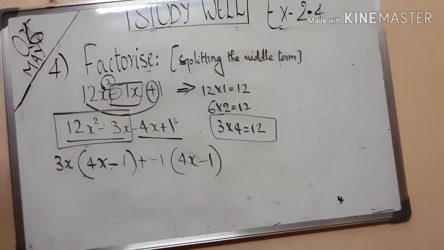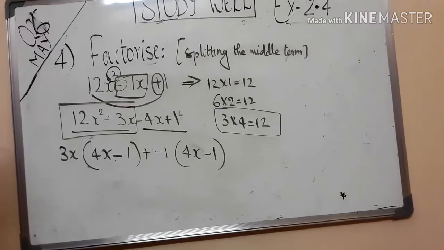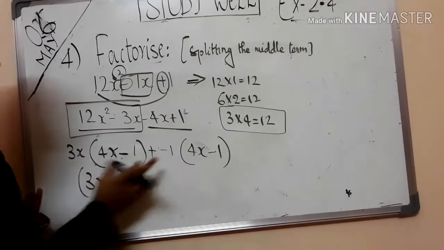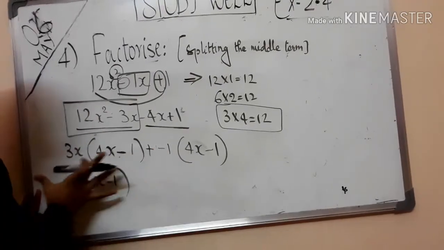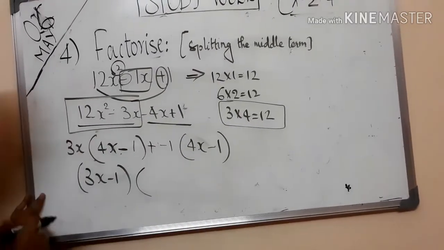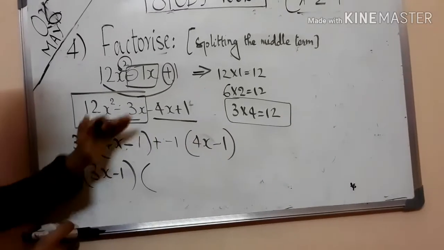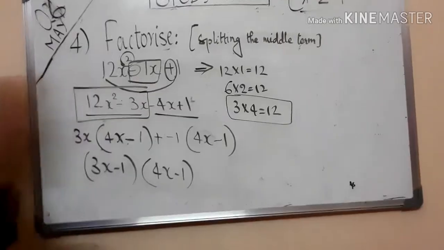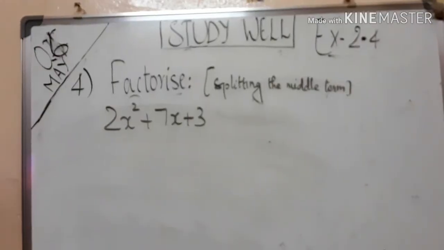So both the brackets became equal. So here 3x and minus 1 remain, so let's join them. Why do we need to keep them aside? And then 4x minus 1, both are similar, so we can take out one of the brackets, and here are our two factors.